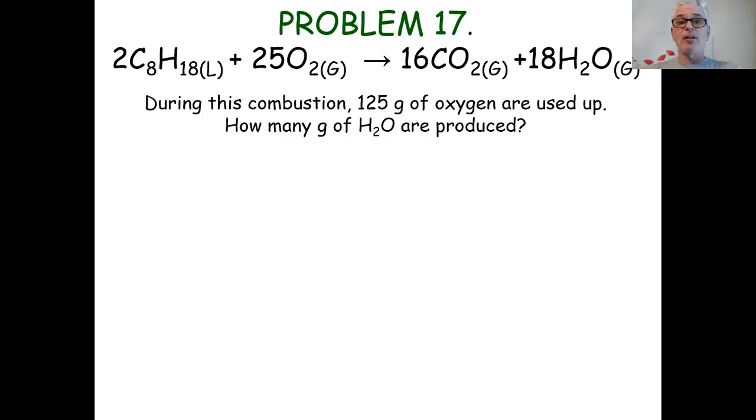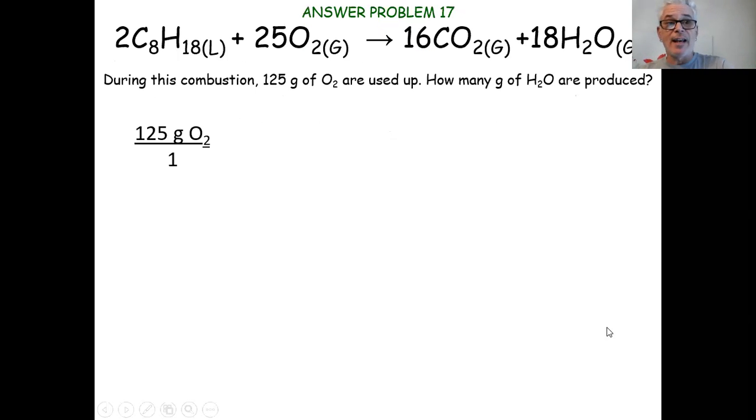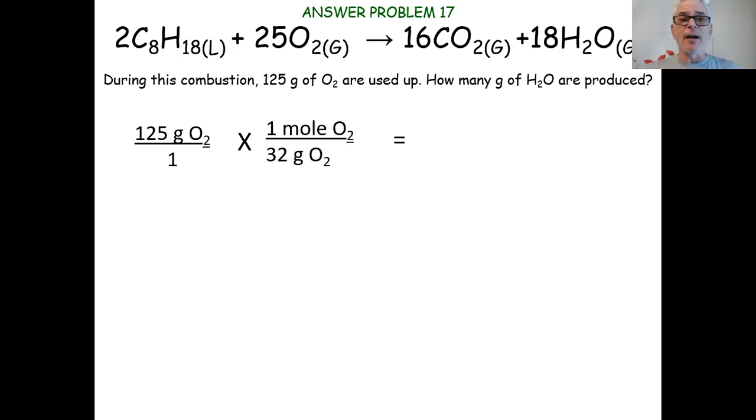So the first step is to convert these grams of oxygen into moles. So we're going to set it up like this: 125 grams of oxygen over 1. And in order to convert mass into moles, we have to know the molar mass of oxygen. Now, if you put your finger in the box on the periodic table, it's 15.99 something, but that's for one oxygen. Oxygen's a Hunkelbrief. So for O2, it's 32 grams per mole.